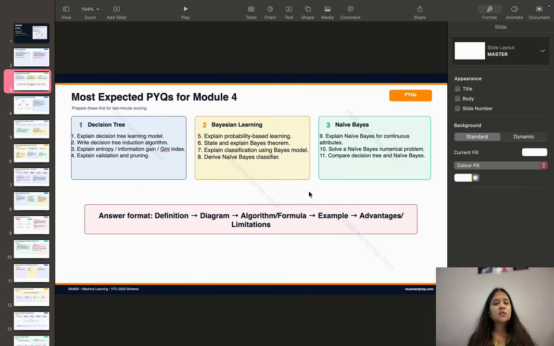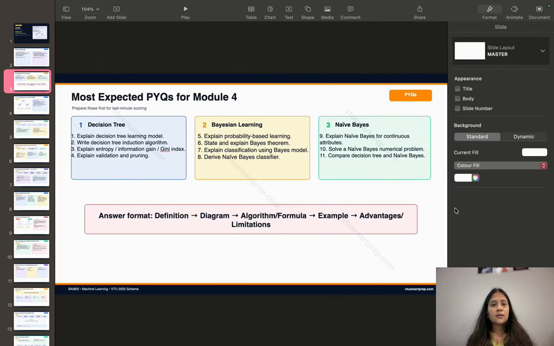But I would suggest that you do not skip the problem for decision tree. It is very easy. The only thing is you should remember the formula and the steps to calculate the entropy, then information gain, followed by the Gini index. Similarly for Naïve Bayes, you should remember the formula, what the steps are, and how you are going to calculate the probability for the given data using the probability formulas. So these are the possible questions. Read these 11 questions.